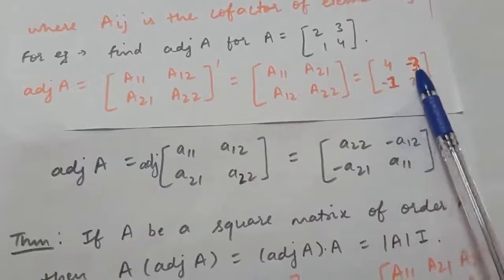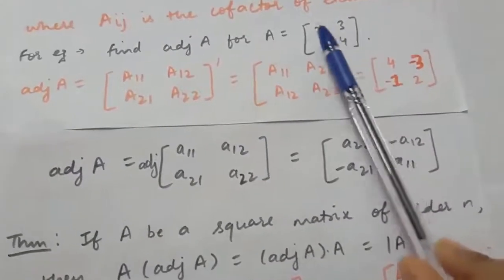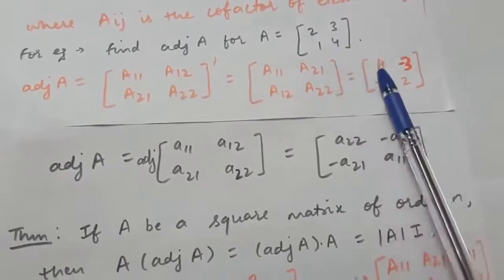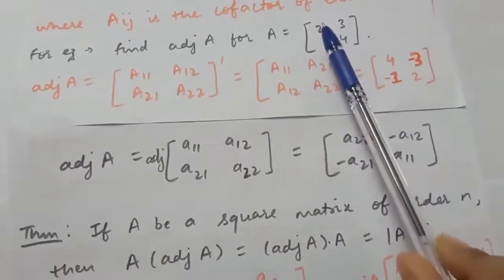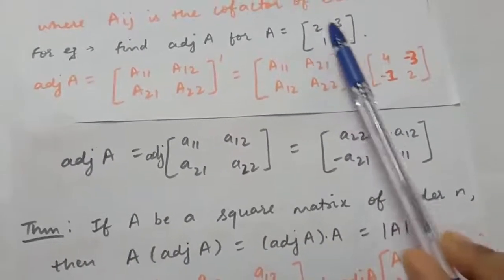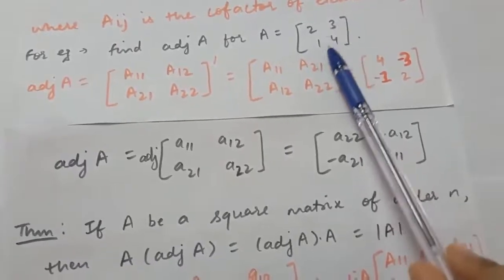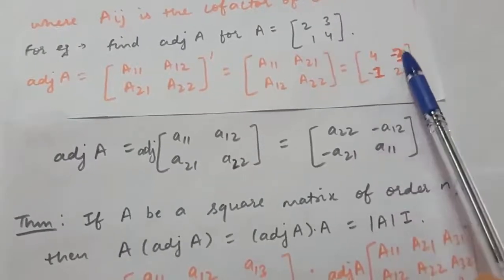You can also get this by this method. Interchange the diagonal elements with each other. See, 4 comes at here and 2 now comes at here. So interchange the diagonal elements and change the sign of the non-diagonal elements. So 1 becomes -1 and 3 becomes -3.